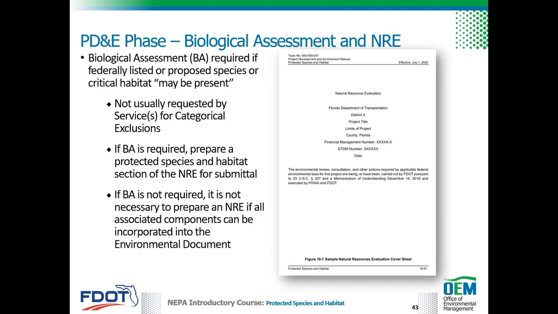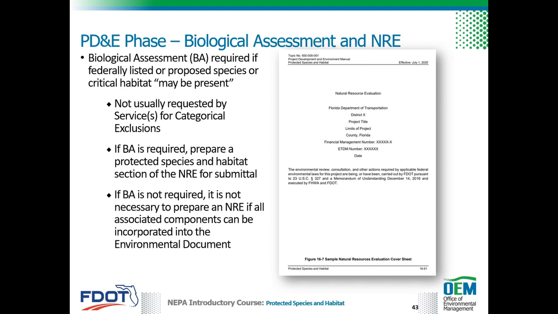A biological assessment, or BA, is a technical report required by the services if federally listed or proposed species or critical habitat may be present in the action area of a major construction activity. Biological assessment, or BA, is the service's term for the document. The Protected Species and Habitat section of the NRE serves as FDOT's BA. Major construction activities are defined as major federal projects significantly affecting the environment. Therefore, most EISs require the preparation of a BA.